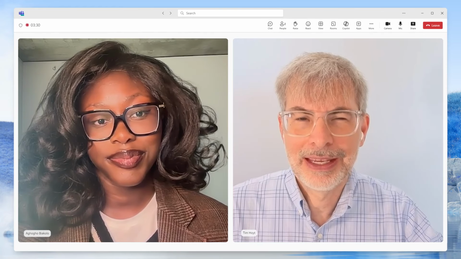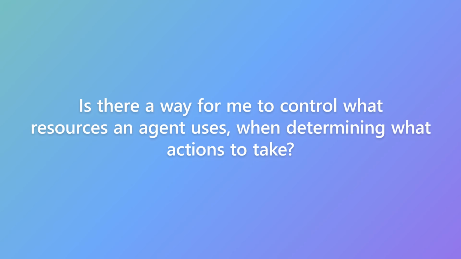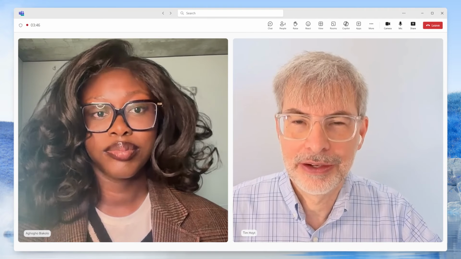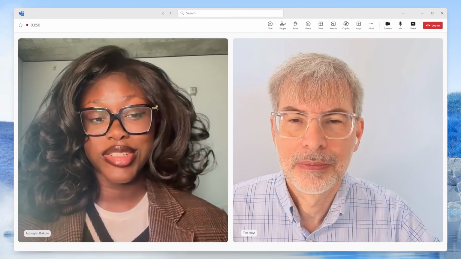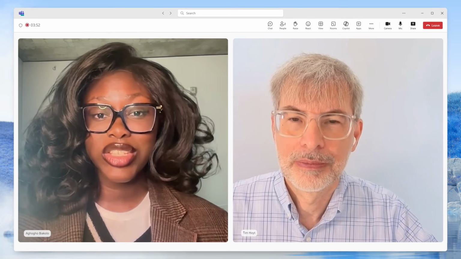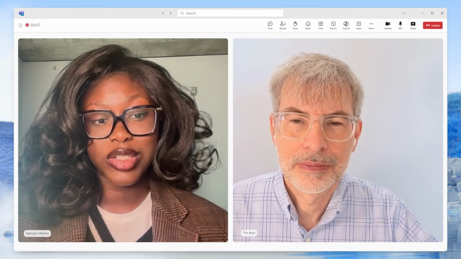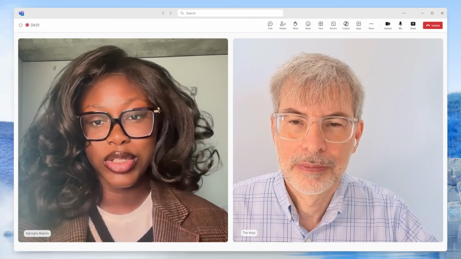Awesome. And follow-up question, is there a way for me to control what resources an agent uses when determining what actions to take? Sometimes generative is necessary, sometimes flows are necessary, and sometimes other models are necessary. Yes, I would definitely say this is another question where instructions matter a whole lot. In the instructions, you would be able to specify when you want specific tools to be called and what type of questions you would like that tool to use.